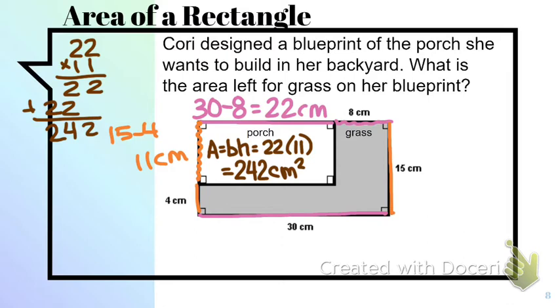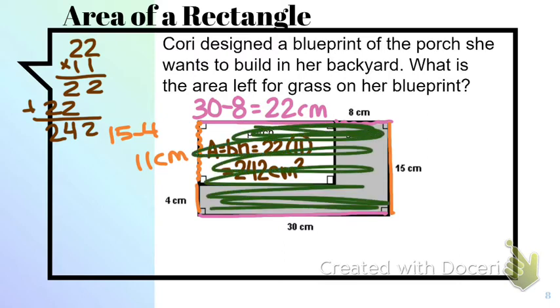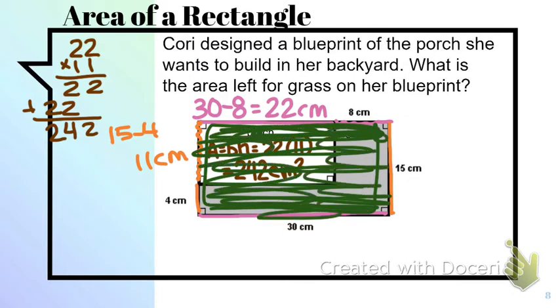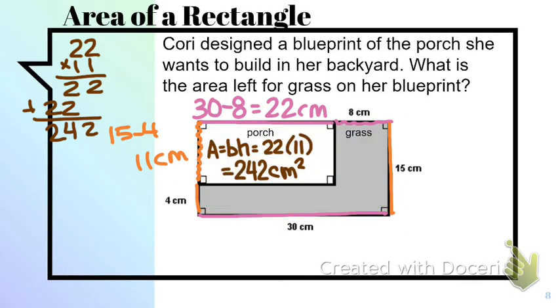Now, since these are overlapping, imagine that your backyard was covered in grass to begin with, and the whole entire backyard was grass. So all of this was grass, this whole entire rectangle. Except now, Cori's building this porch, so we don't want the whole thing to be grass anymore. We just want this L shape that's left to be grass.